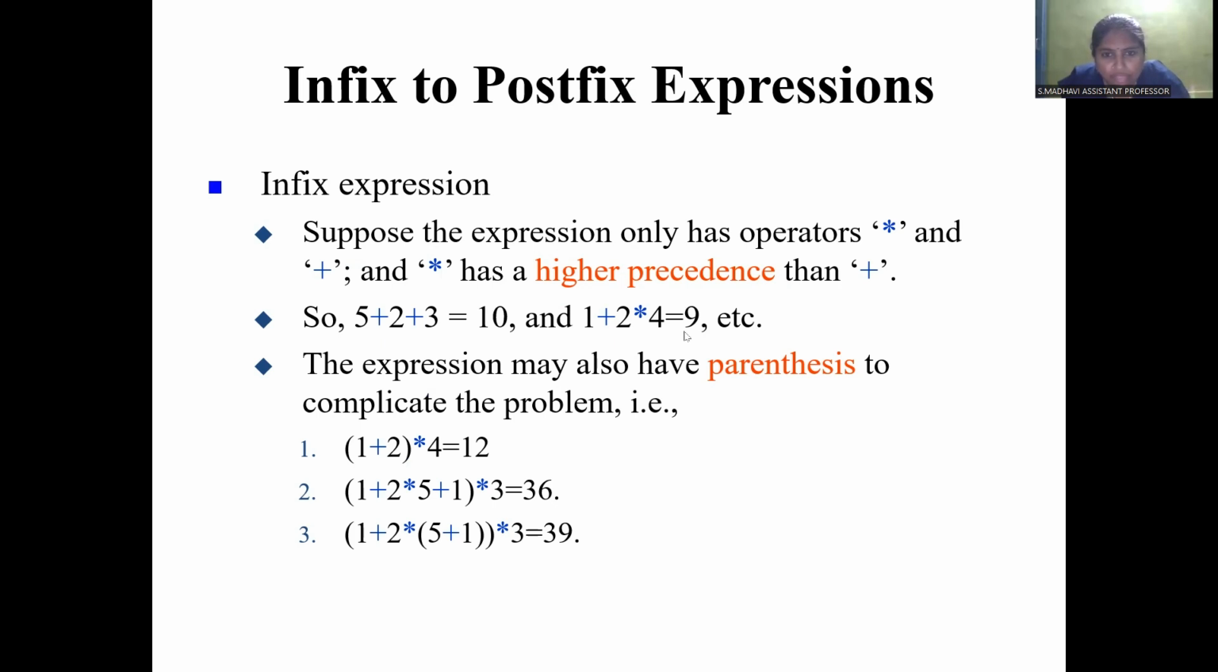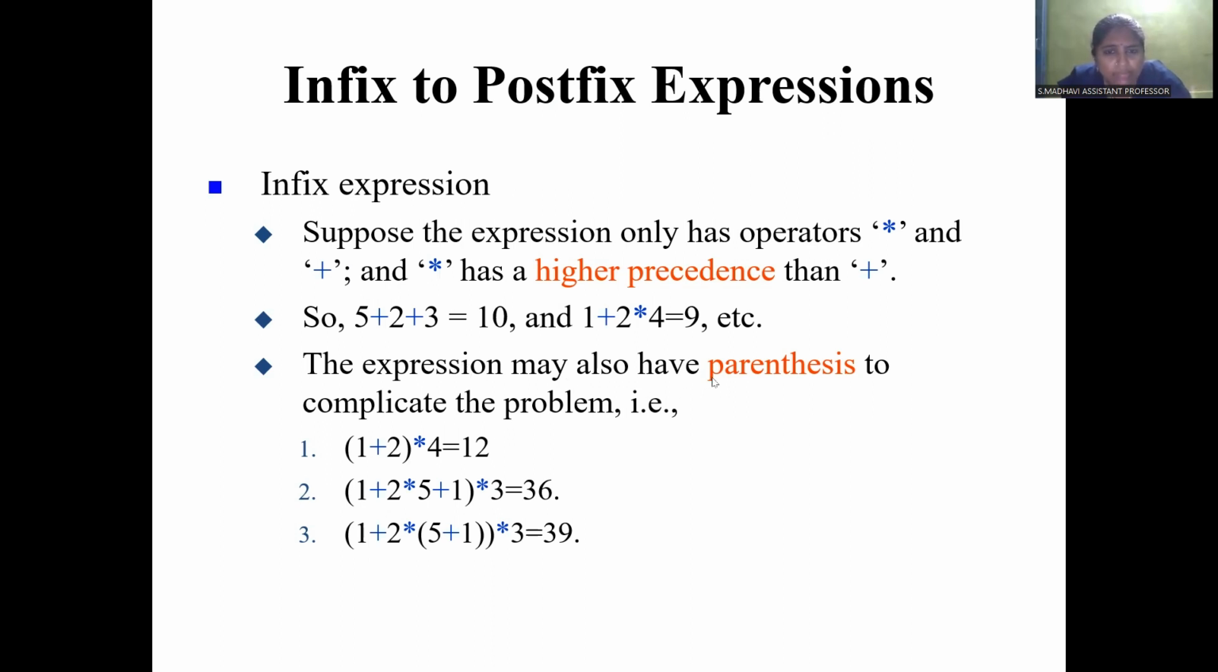But if we did it otherwise, like 1 plus 2 is 3, and 3 star 4 gives 12, that is a wrong answer that we should not consider. So we should act according to the operator precedence table whenever we solve an expression.